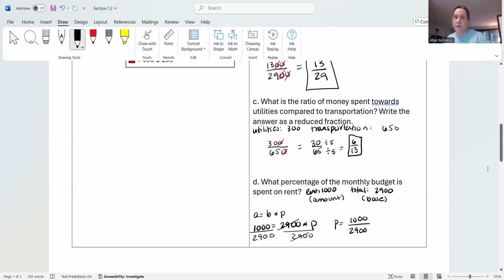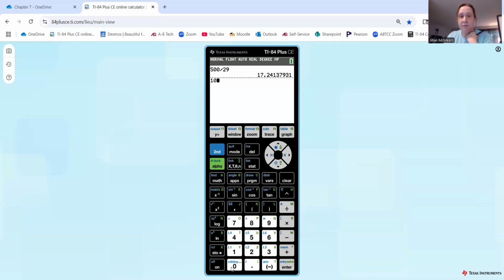So we're going to go to the calculator for this one. So, is it here maybe? Yes. Okay, so we need to take 1,000 and divide it by 2,900. And remember, it's going to give us a decimal version. We need to convert this to a percent. So essentially what we do to convert this to a percent is we just multiply it by 100. So multiply by 100, that moves our decimal to the right twice. So we're looking at 34.48.